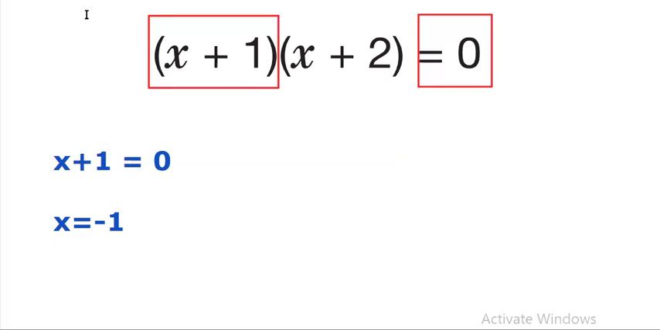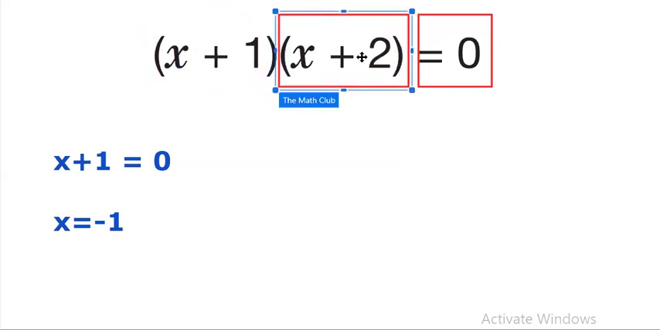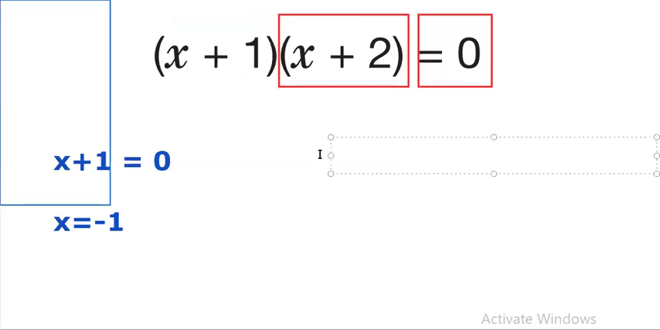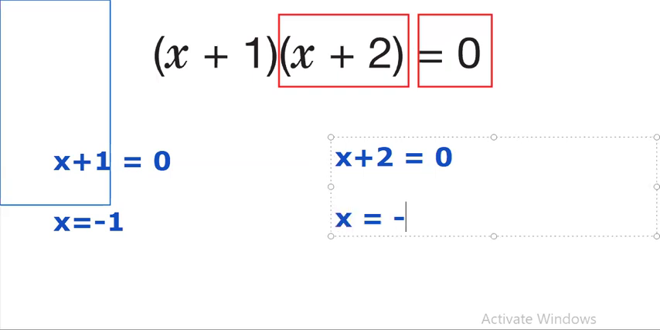Now I'm going to take the second part, which is x plus 2, and I'm going to make it equal 0. Same steps. So x plus 2 equals 0. Now I'm going to make x the subject. So I'm going to take the 2 to the other side. So x will equal -2. And this is the second answer for solving this double bracket equation or quadratic equation.